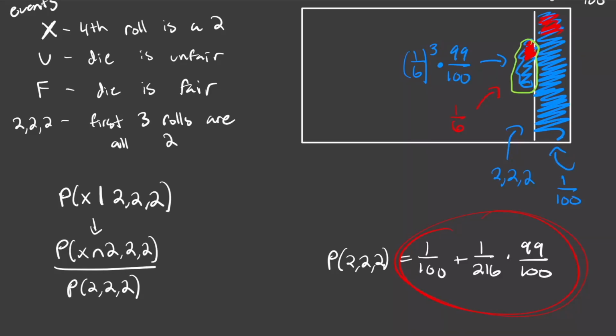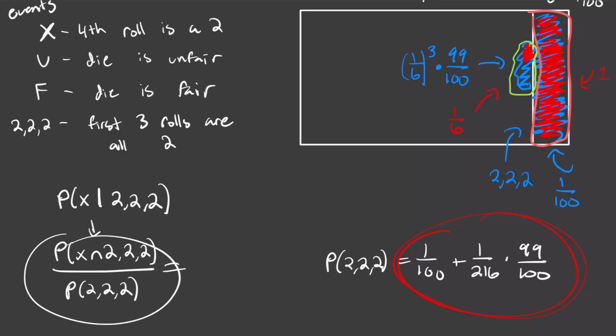So that tells us that X makes up 1/6 of the intersection between the event F and the event 2 2 2. Now instead, if we find ourselves in the event that we have an unfair die and we rolled 3 2s in a row, well then the probability that the fourth roll is a 2 is going to be 100% again, because it's always a 2. So the event X occupies 100% probability mass within this region over here. So now we have everything we need to solve for this equation right here.